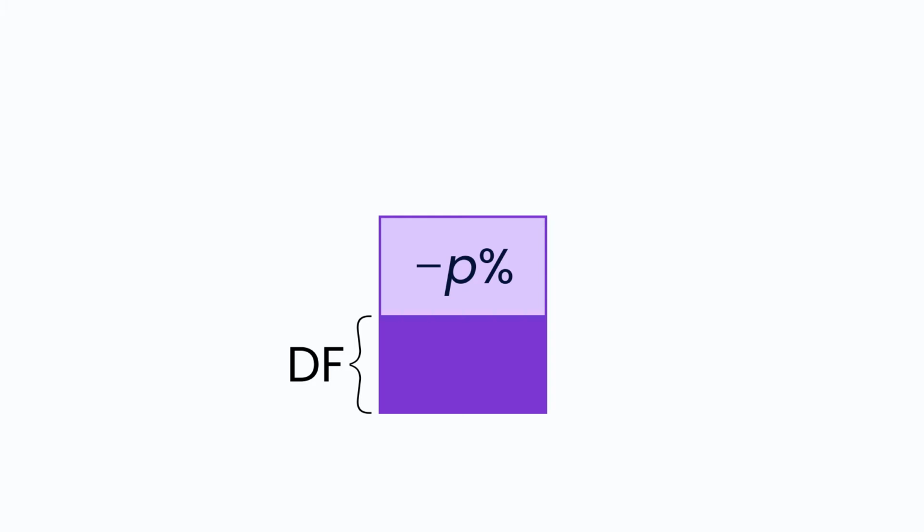Let's take a deeper look. It's convenient to think about the decay factor like this. The decay factor tells you how much of the initial amount you are left with after the amount decreases.